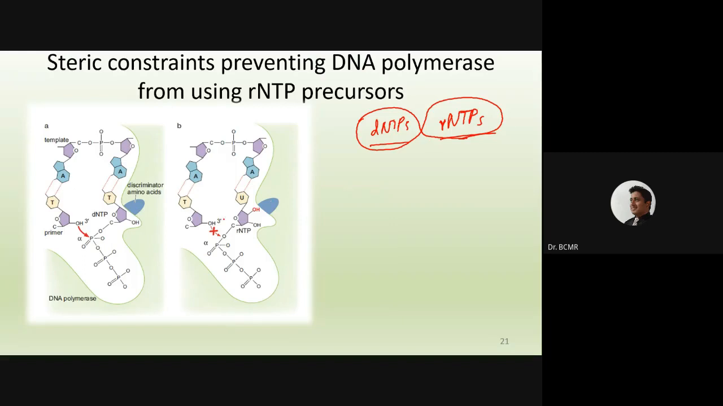So the first difference is, of course, the 2' OH is here, as shown in B, and in A, it is a DNTP. In general, there is a part within the active site called the discriminator amino acids. If there is an OH, then the discriminator amino acids will interact with it, because of which further reactions would not happen. Or you can think of it that the discriminator region will not allow further activities to happen.